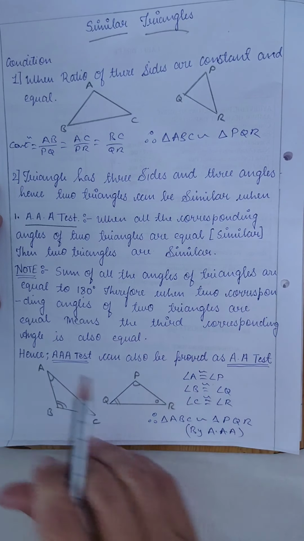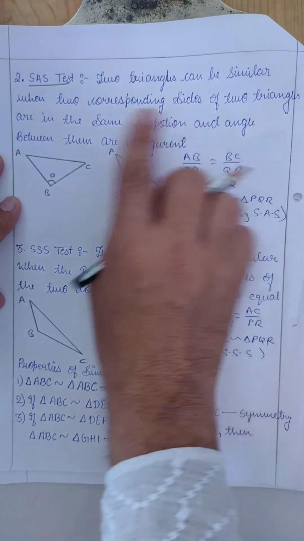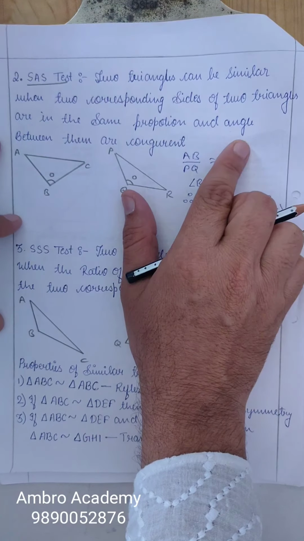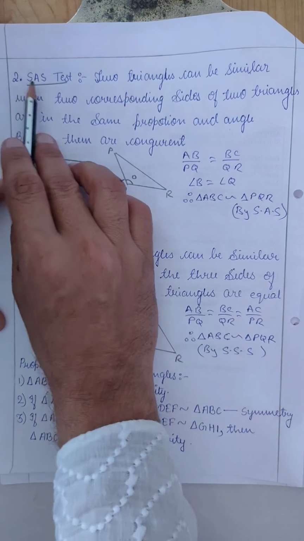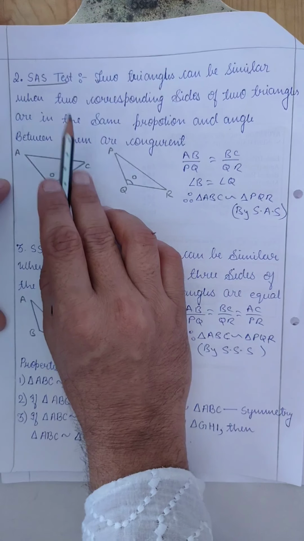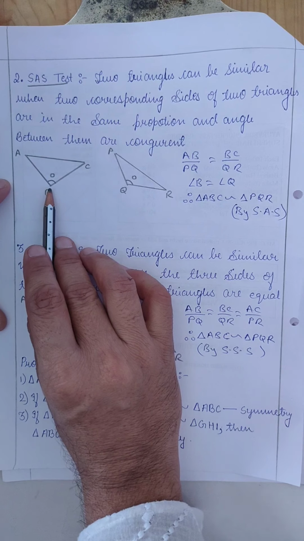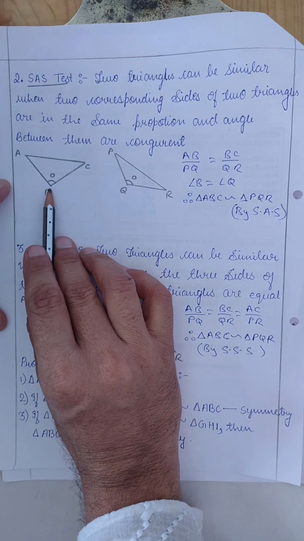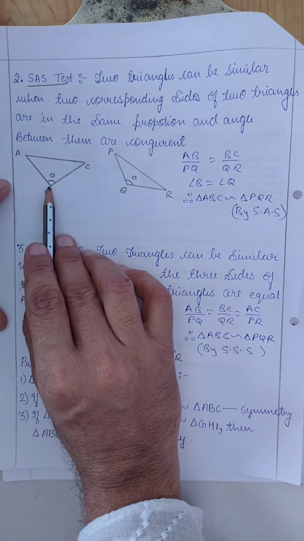The second condition is the SAS test, side angle side. Two triangles can be similar when the corresponding sides of two triangles are in the same proportion and the angles between them are congruent. That means side angle side. Please note that. That means two sides and the angle formed between them should be equal. Very important. Between two sides, the corresponding angle should be equal.